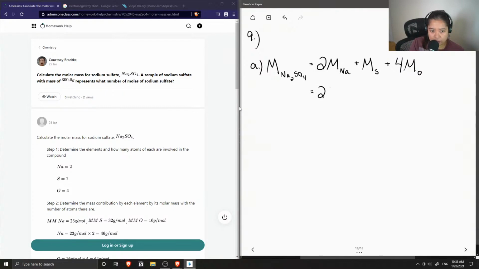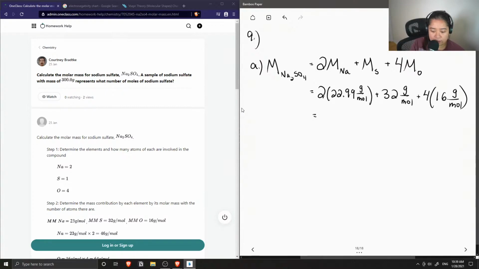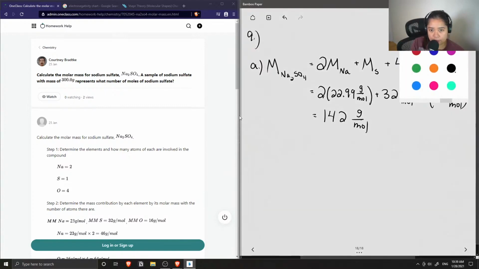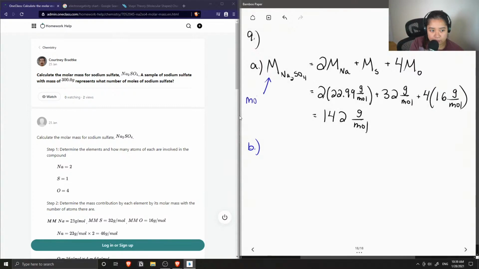So in the case of sodium, sodium has a molar mass of 22.99 grams per mole. Sulfur has a molar mass of around 32 grams per mole. And finally, oxygen has a molar mass of around 16 grams per mole. So now if we add all these values up, we get a final molar mass of 142 grams per mole. Okay, so that's for part A, where capital M is molar mass.